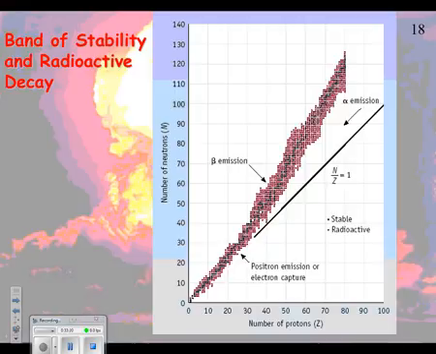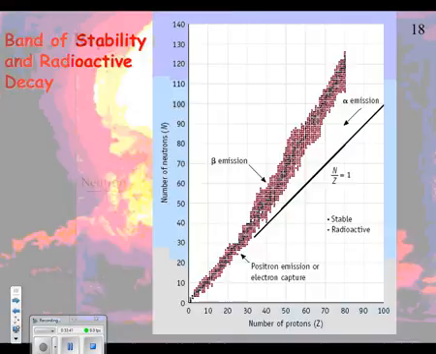Okay? And as we get past 20, you'll notice it veers off the 1-to-1 line. It goes to 1 to 1.25, and then farther on it goes to 1 to 1.5. That's our band of stability. We don't really get really far out of that band. If we do, we really have a radioactive decay quickly.